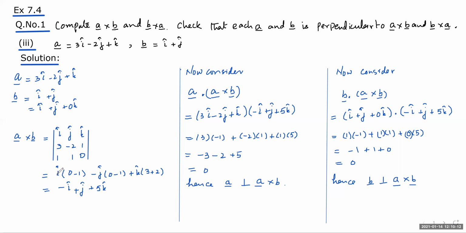Now perform simplification. i into minus 1 becomes minus i, minus j into minus 1 becomes plus j, and k into 5 becomes 5k. So this is A cross B.